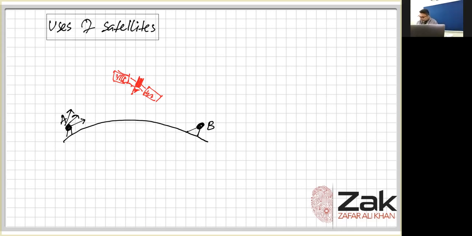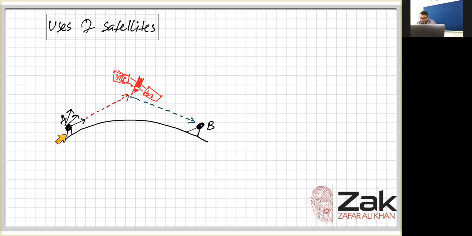Now, what's happening is that point A is sending to this satellite. The signal is beamed from point A, antenna A, to a satellite orbiting the Earth. And then that signal is boosted by the satellite orbiting Earth and is then beamed back to Earth and picked up by antenna B. That is how it happens.